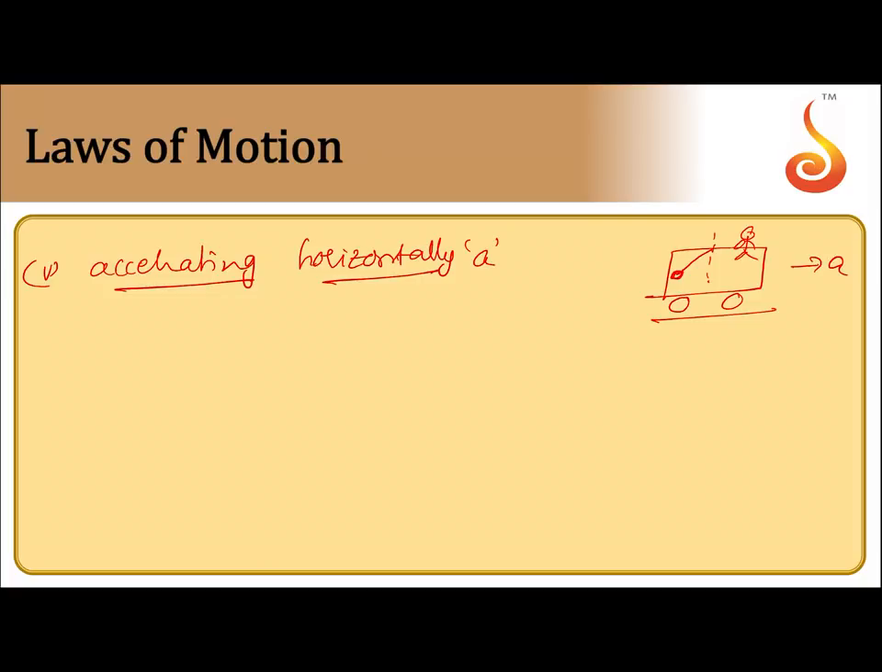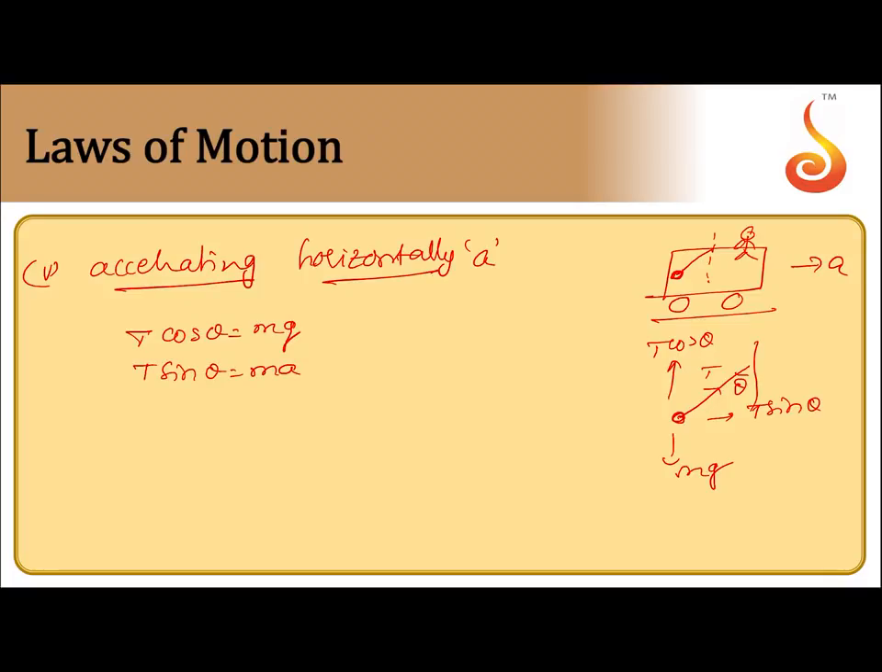But seen from the carriage frame, what are all the forces? How do I write it? T is present here. This is theta. Then I can resolve this T into components. If I resolve this, it's going to be T cos theta and T sin theta, and T cos theta is equal to mg, and T sin theta provides the necessary force ma.